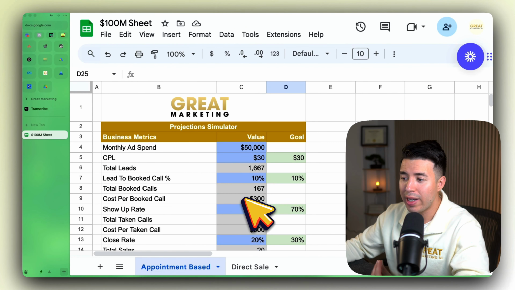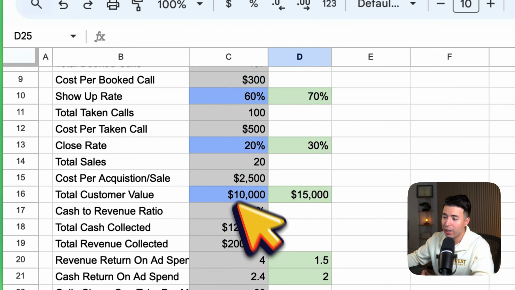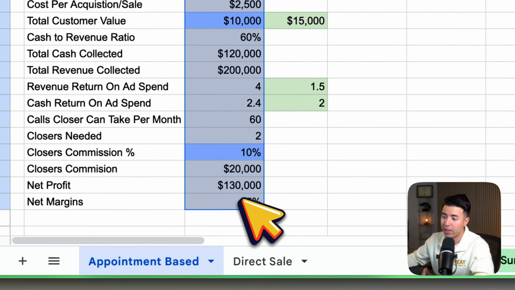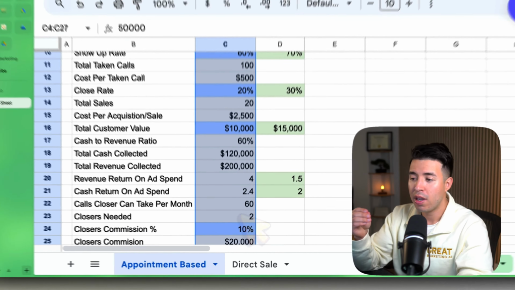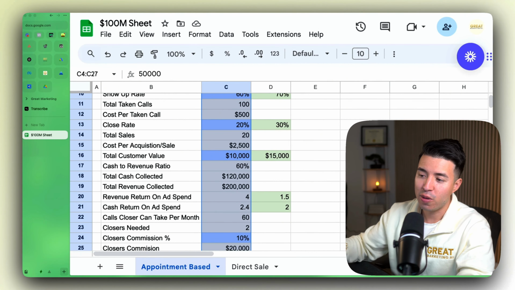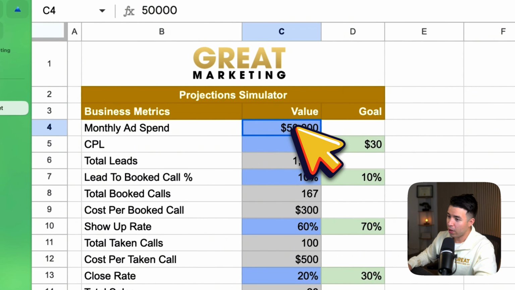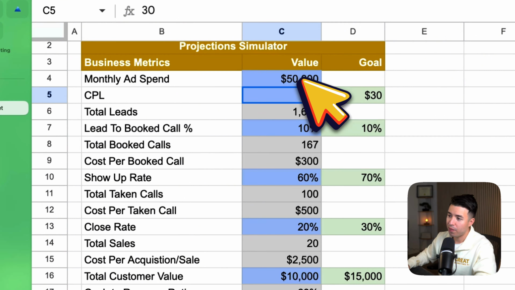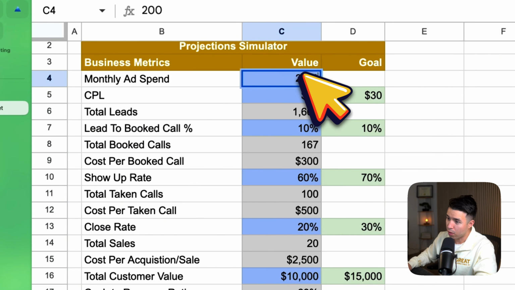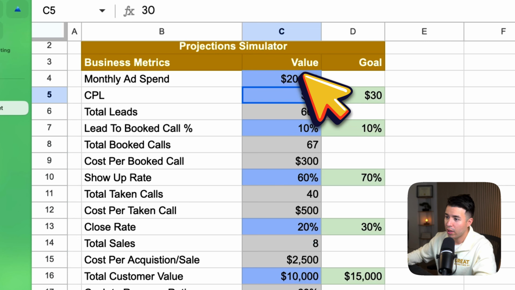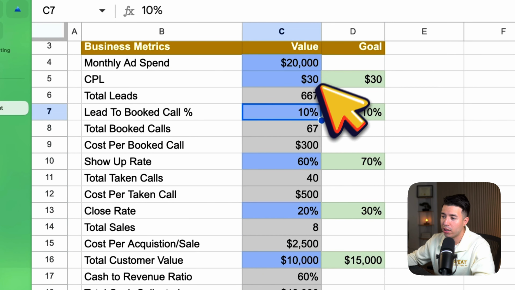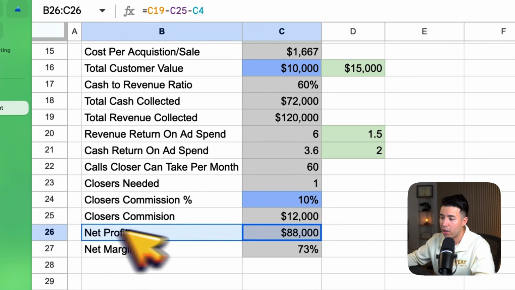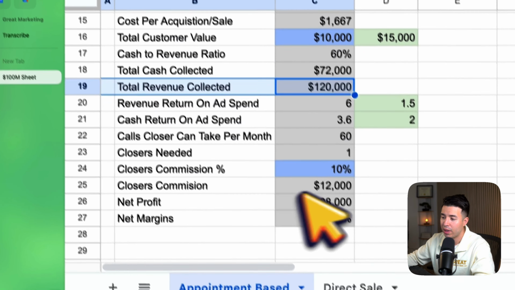So by knowing these numbers and really getting clarity, and even just figuring out what are your current numbers at this current stage, you'll be able to reverse engineer which metrics you need to be hitting to make a certain amount. So if we go in here and you go ahead and use this sheet, and let's just say we keep that 50,000 ad spend, or let's just say 20,000. You can tweak these numbers, the blue cells here, to be able to figure out how much you are going to be profiting and making for that month.